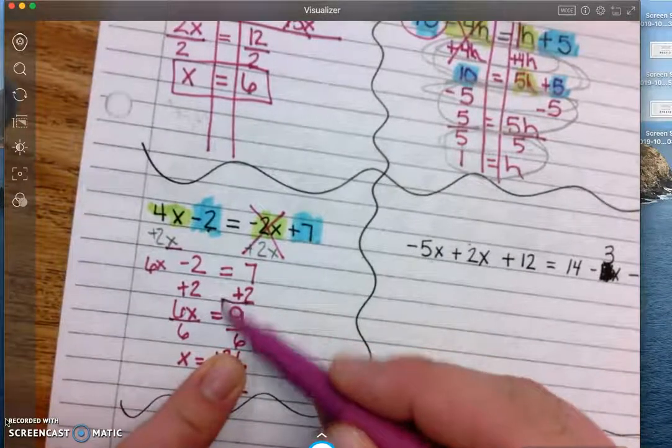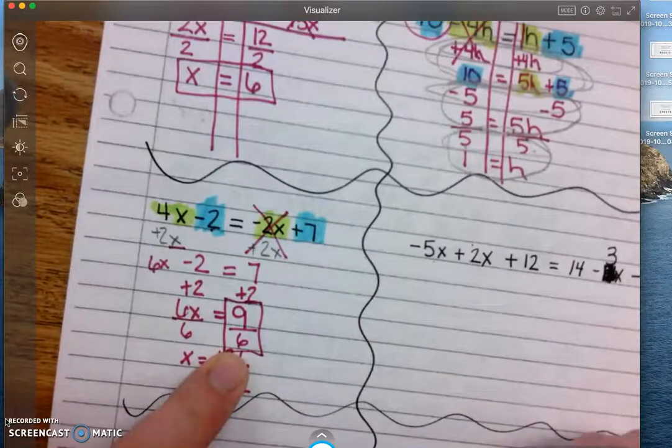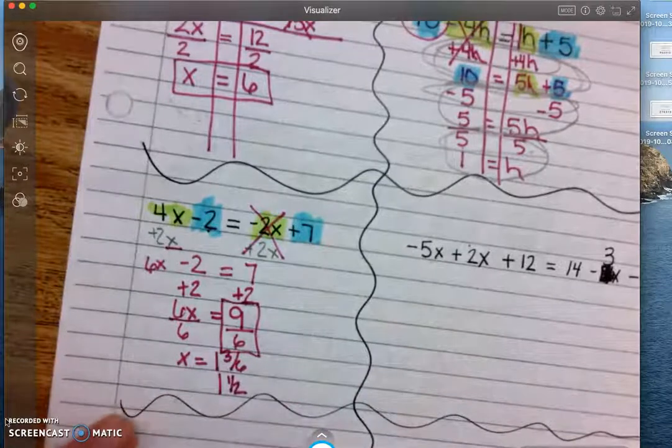Because if I see 9 divided by 6. Oh, I didn't see that. Okay.